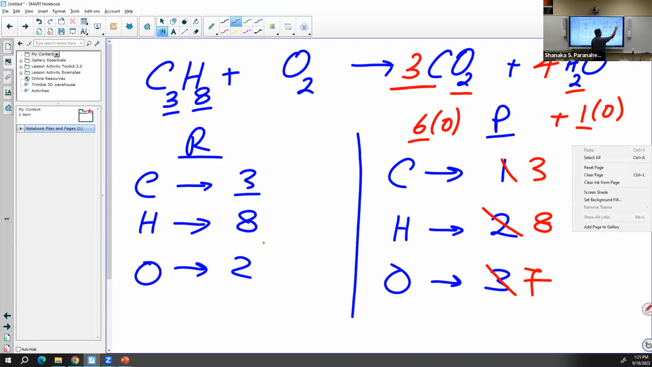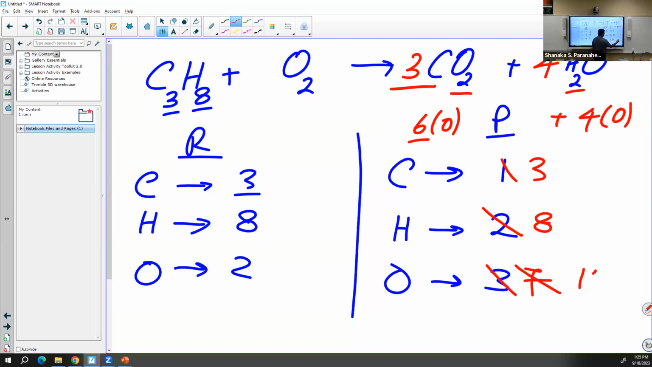So now oxygen atoms. The new number of oxygen from water is going to be 4, because each water molecule has 1 oxygen. So there are 4 water molecules, so 4 times 1 is 4. And there are 3 carbon dioxide, each has 2. So 6 plus 4. The new number of oxygen is 10. Okay, so now at this point, we have balanced carbon and hydrogen.